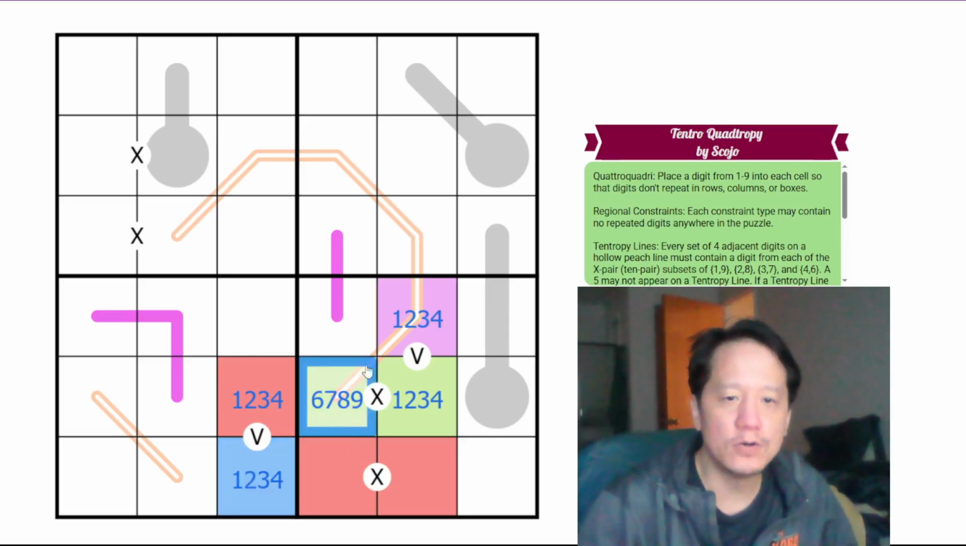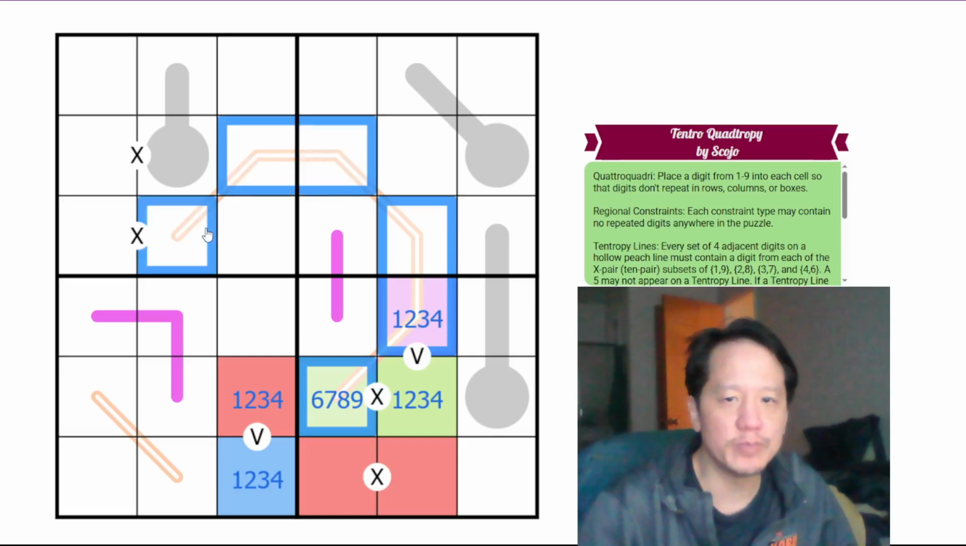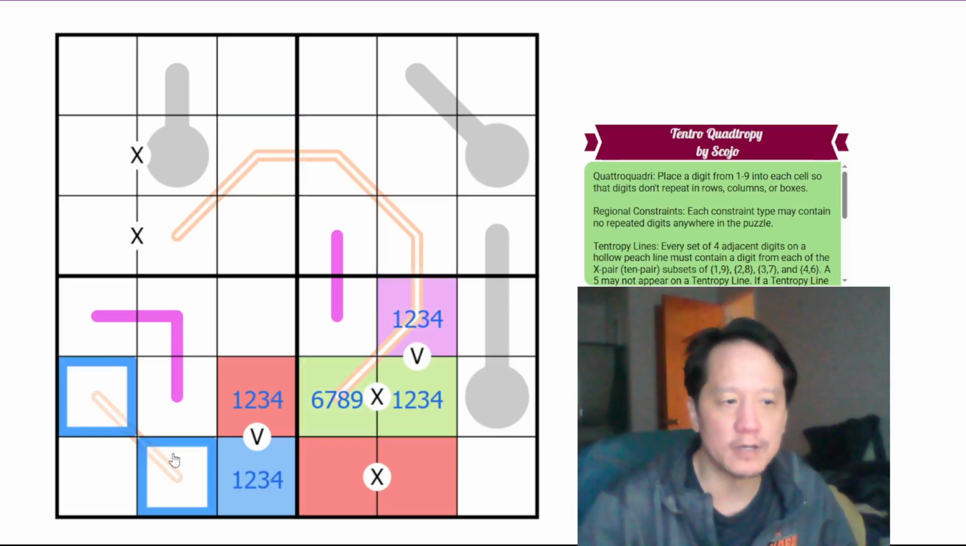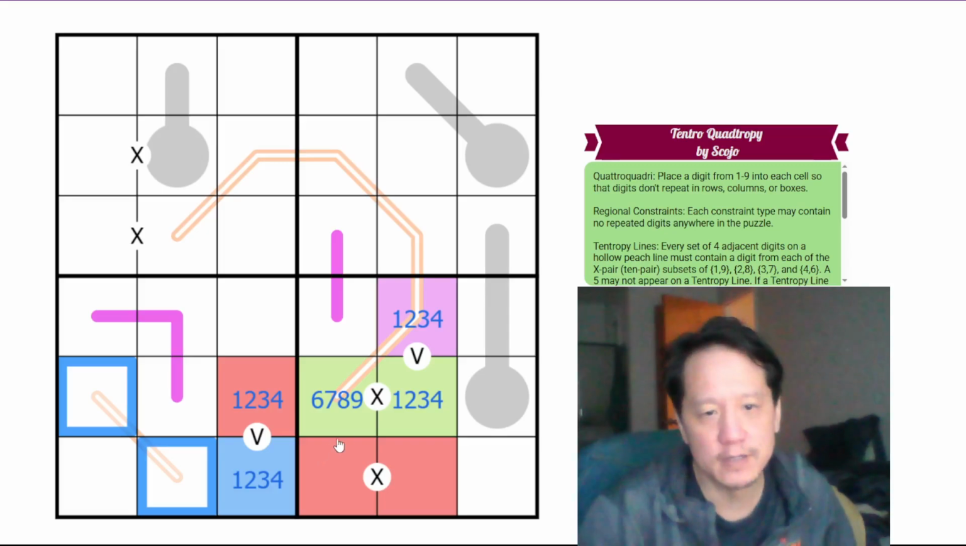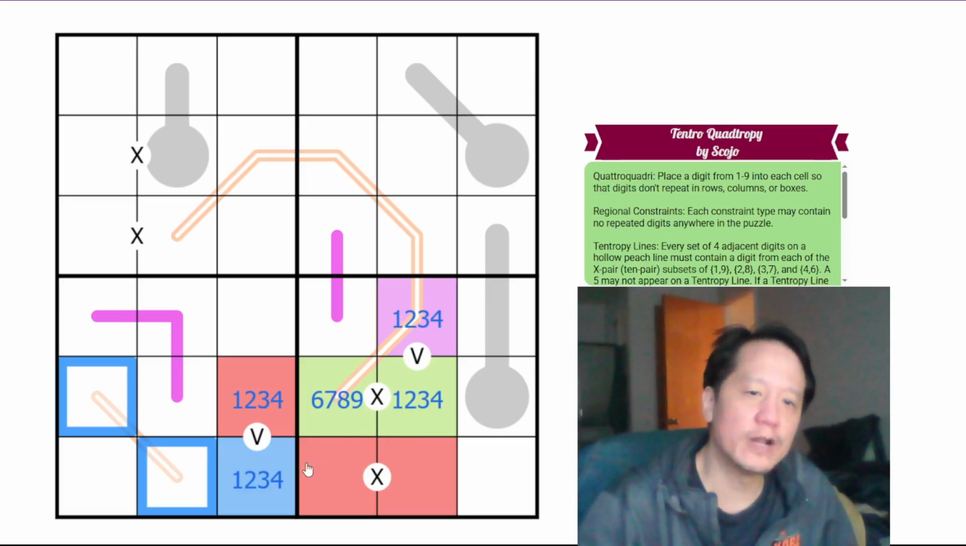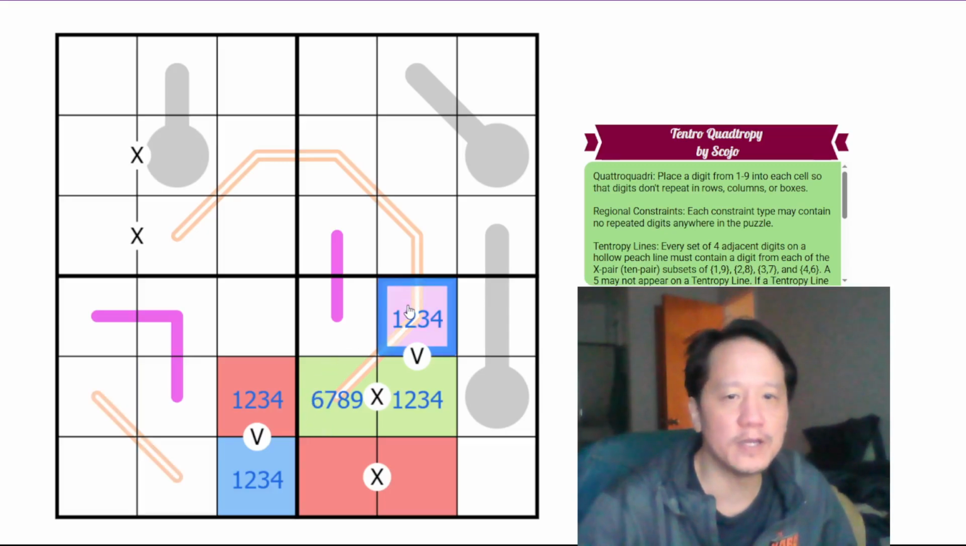We know each digit has to appear on a Tentropy line because there are no repeats on a Tentropy line, and we can't have 5 on a Tentropy line. So that means, where is the low? So this is pink.